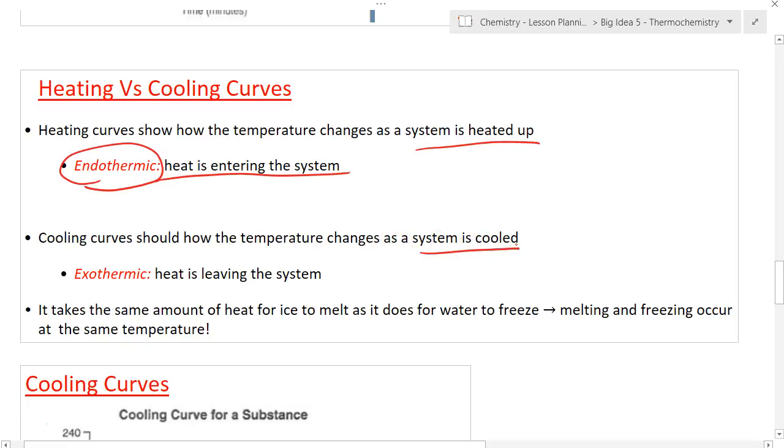Cooling curves show the temperature change as the system is cooled. We haven't seen a cooling curve yet. I'll show you that in just a minute. Cooling curves are exothermic because heat is leaving the system, or exiting. So when heat is leaving it, it's exiting, they're exothermic.